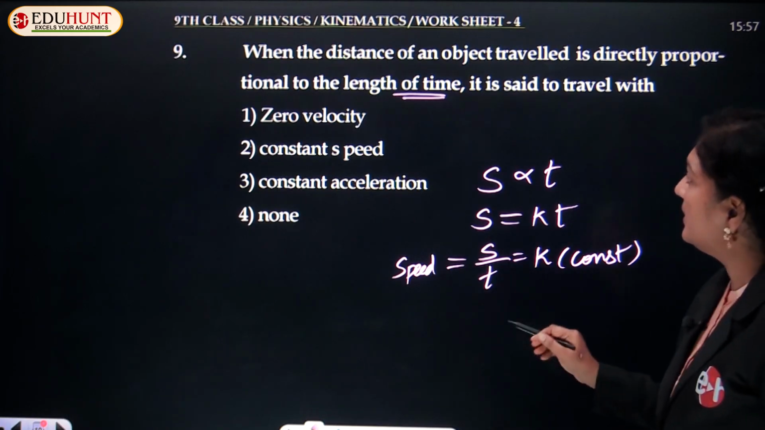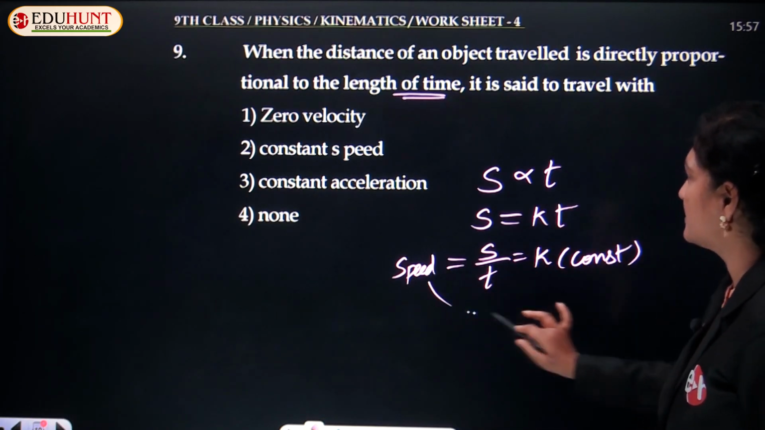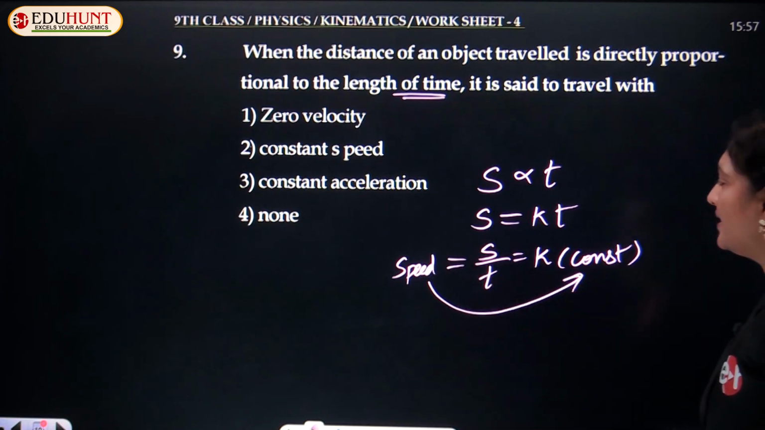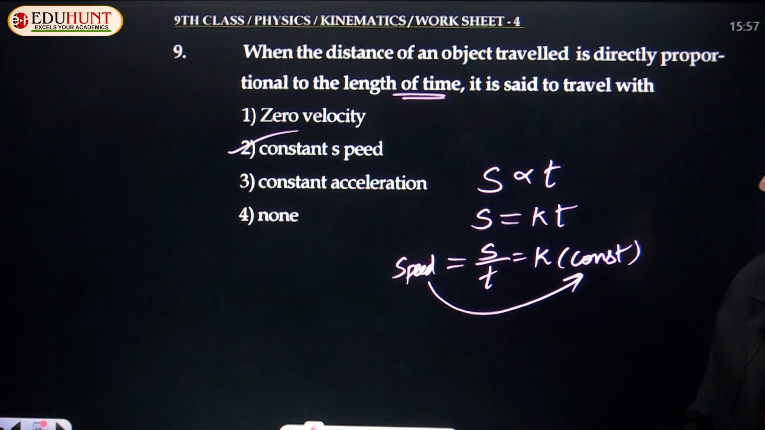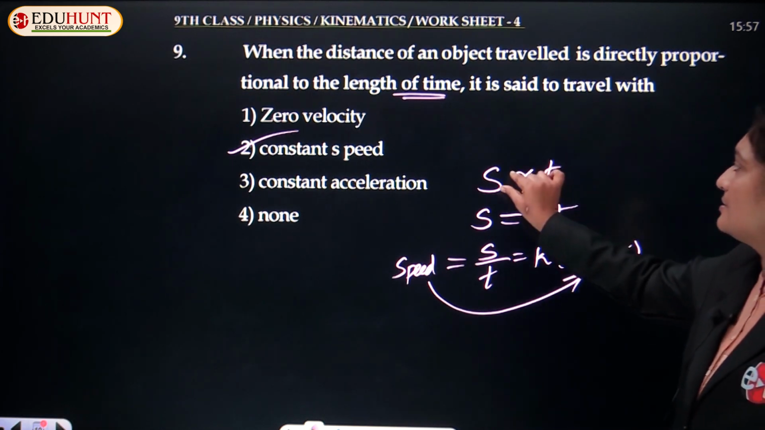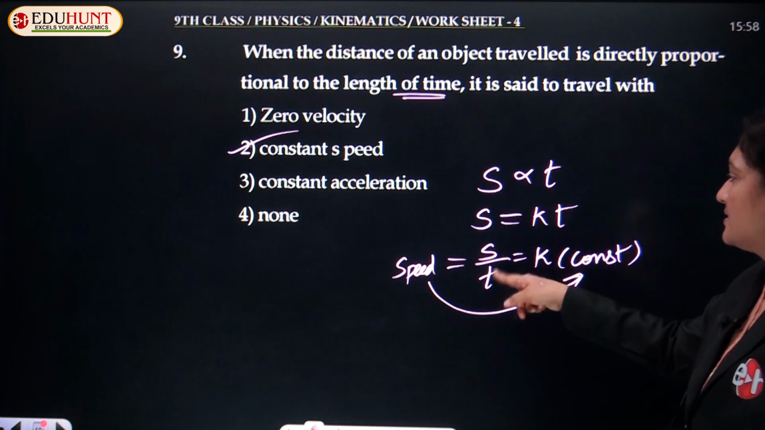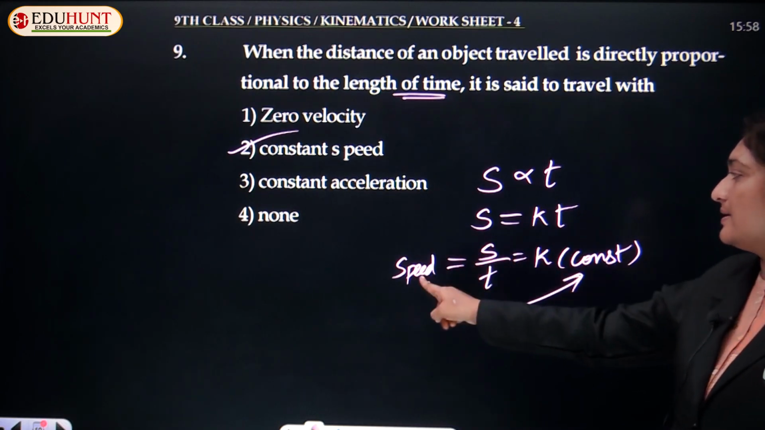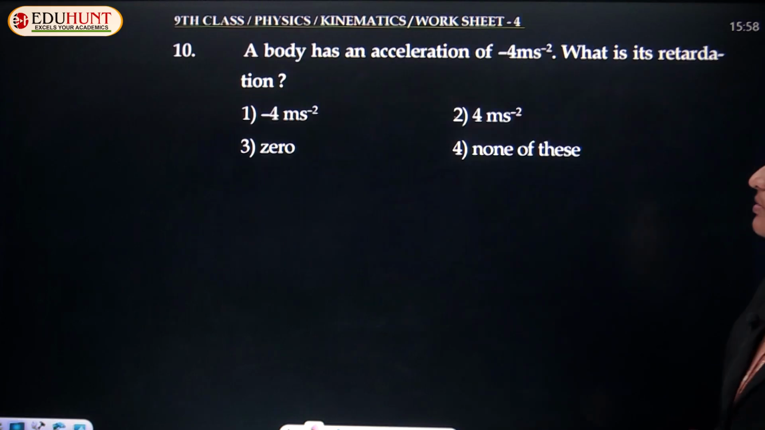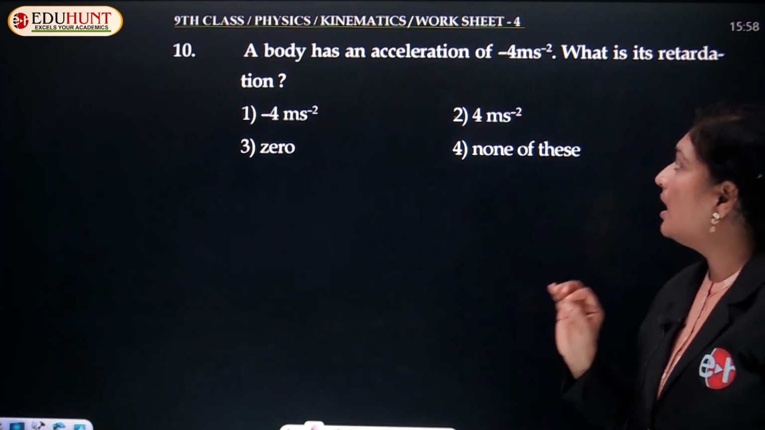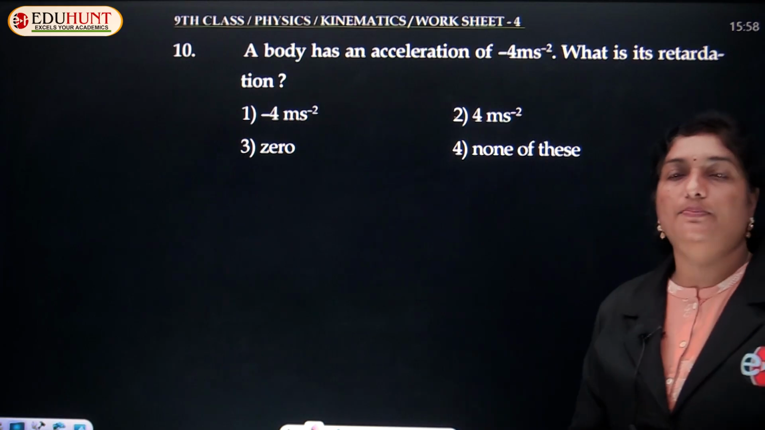Okay. So clearly, it is said to travel with what speed? Constant speed. The speed is found to be constant. So the correct option is option 2. So whenever the distance of an object is proportional to the length of the time, then distance by time is constant, but distance by time indicates speed. So speed is constant. Okay. So moving ahead with the 10th question, a body has an acceleration of minus 4 meter per second square.